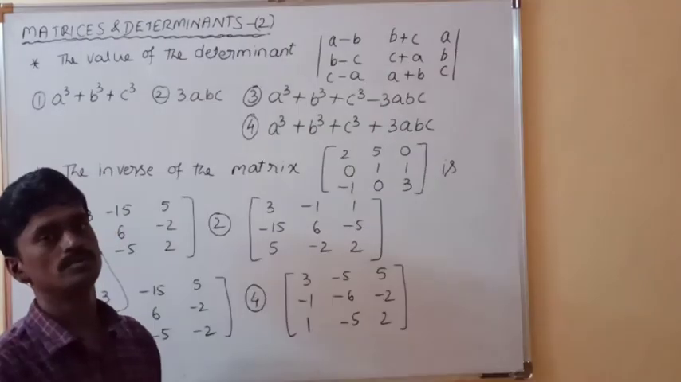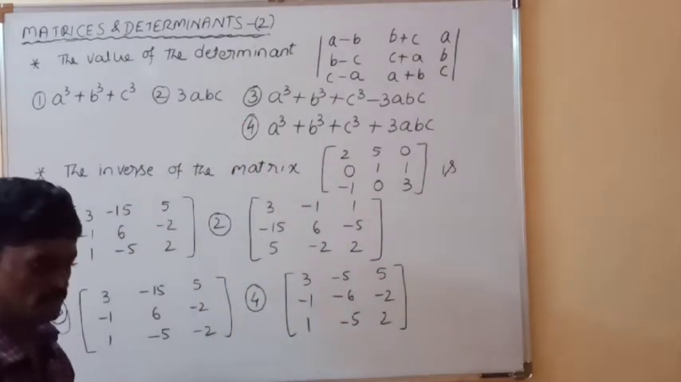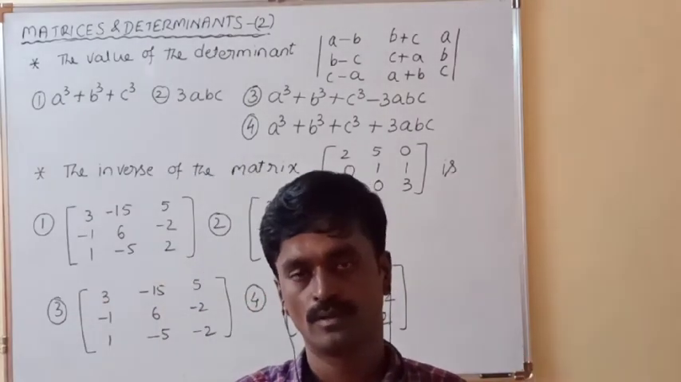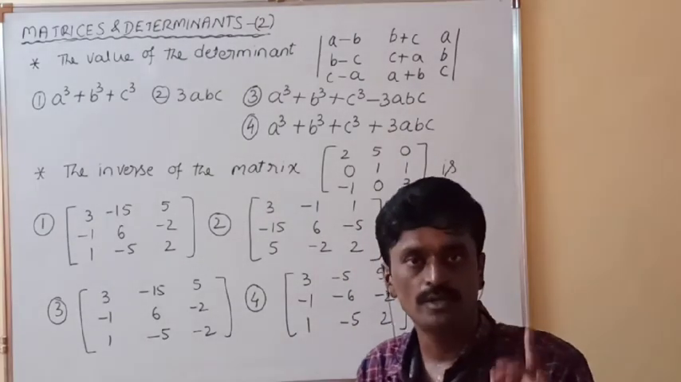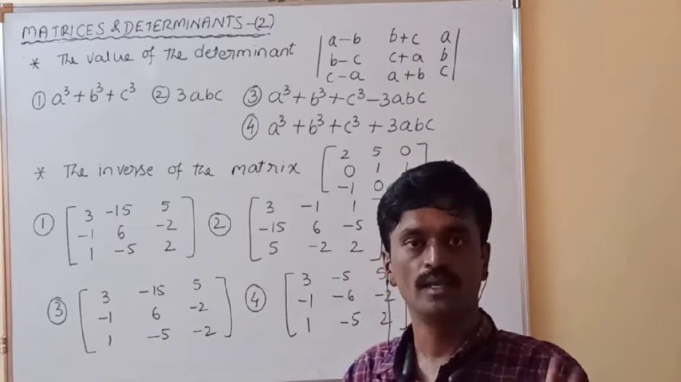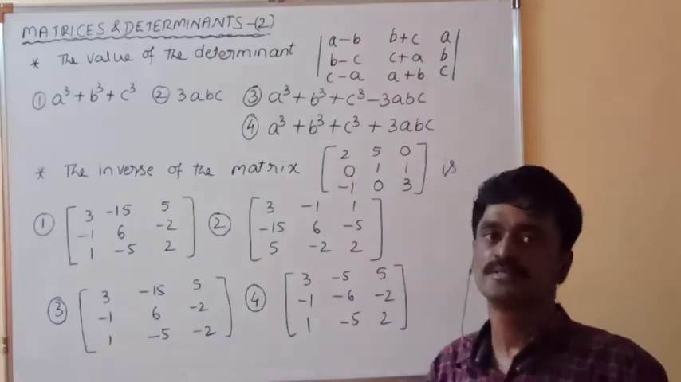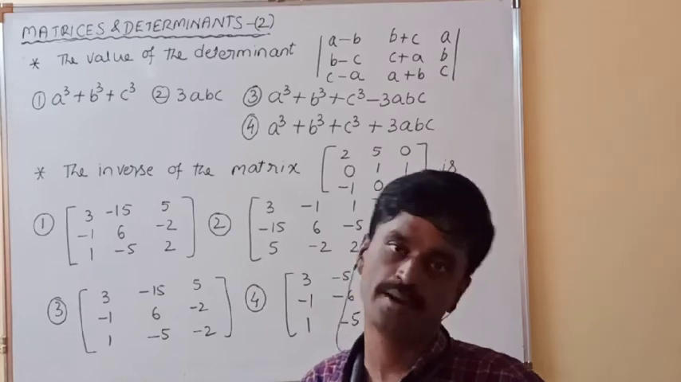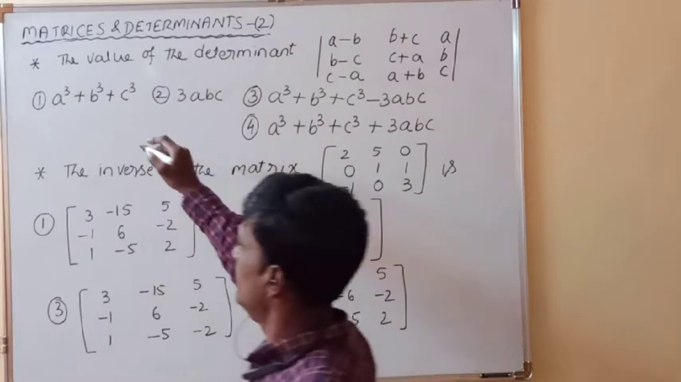So look at the next problem. What is the value of this determinant? For this kind of problem, you can put a value, b value, c value. First, you put all a, b, c values the same, a equal to b equal to c. Suppose if more than one option satisfies, then you go for the next set of values for a, b and c. So here I am taking all a, b, c values as equal.